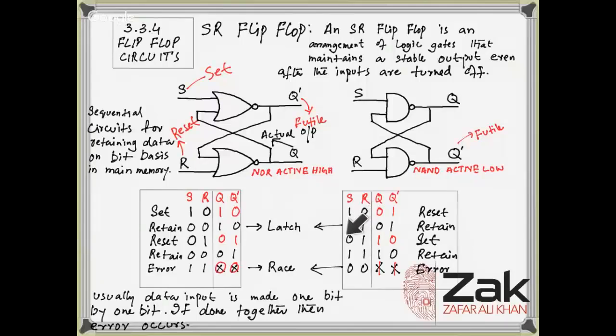And then if you like to set, you make set 0 and reset 1, and then you set it, and then put 1 1, it is a latch, it retains. And similarly, the way we have 1 1 here for error, we have 1 1 here for retain. And if we put 0 0 here, which was retaining data in NOR active high, in NAND active low, this is an error.